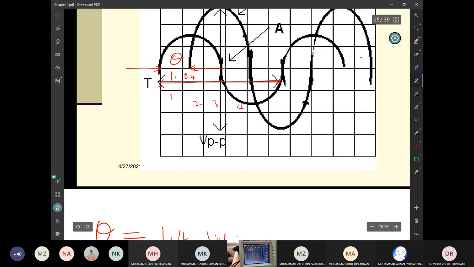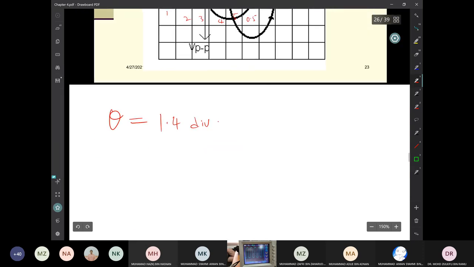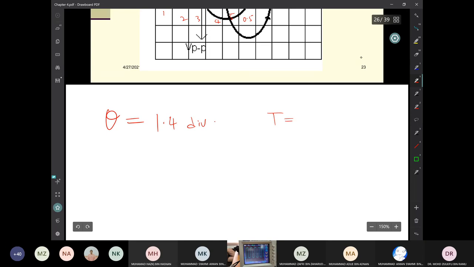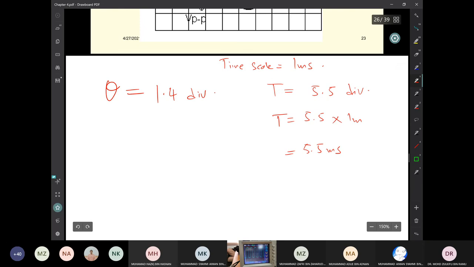1, 2, 3, 4, 5. 5, this one 0.5. So T is 5.5 division. If your time scale sama dengan 1 millisecond, so T is 5.5 multiply 1 millisecond. So T is 5.5 millisecond. And theta is 1.4 multiply 1 millisecond, you akan dapat 1.4 millisecond.